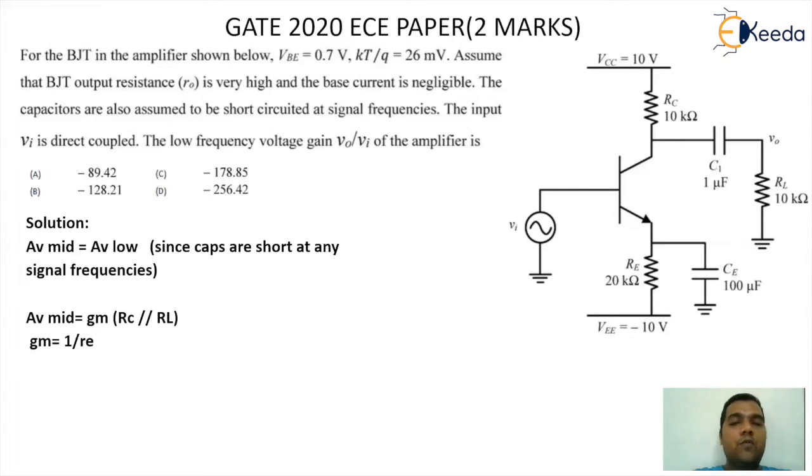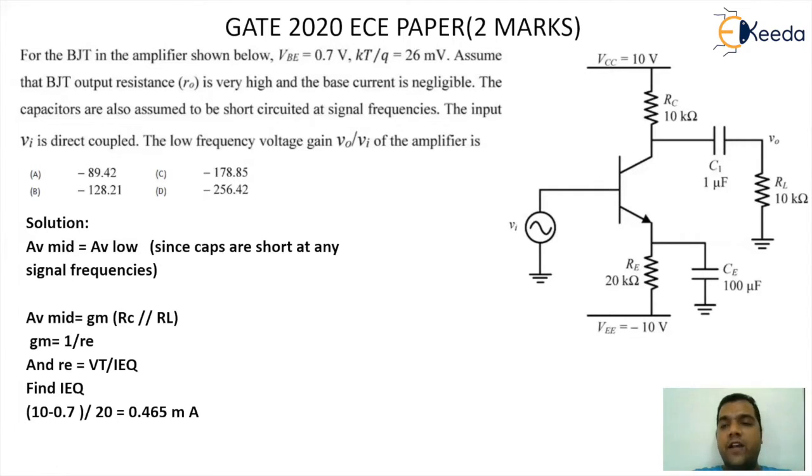That is going to be equal to 1 by re. So the first step is we need to get the value of small re. For getting the value of small re, we need to go for a small calculation. The re can be defined as VT by IEQ. For getting the value of IEQ, we need to apply KVL to the input loop. That will be a part of the DC circuit, where you will have the impact of the VEE battery, the VBE base emitter potential, and a resistance of 20 kilo ohm. So IEQ will be 10 minus 0.7 divided by 20K. Since it is 20K, the answer will directly come in milliampere. So the value is 0.465 milliampere.